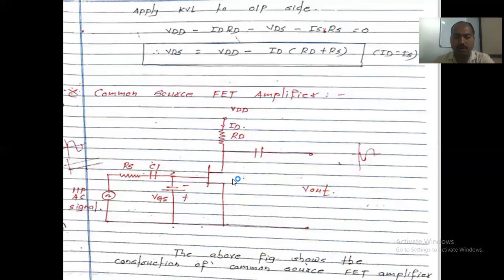Okay, now we have taken the common source. So the source is here. This should be common. It will be in the input and it will be in the output. That's why it is called the common source field effect transistor configuration.